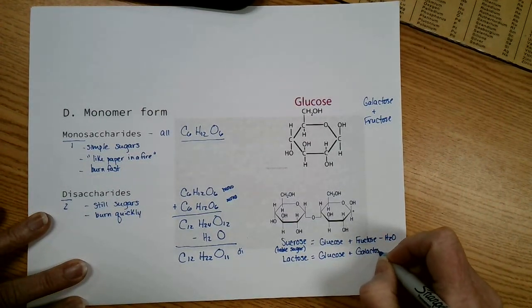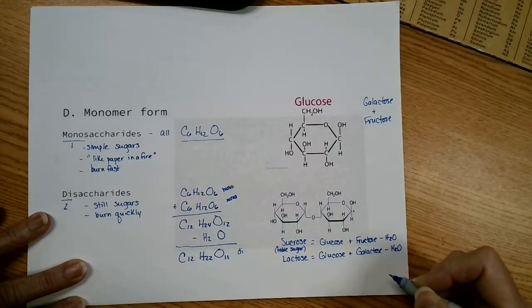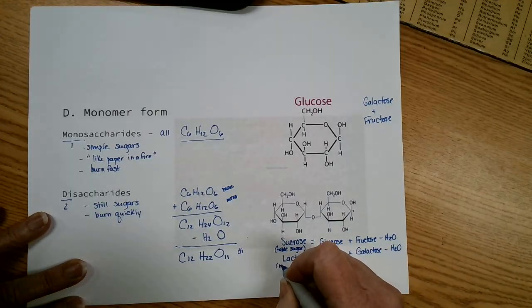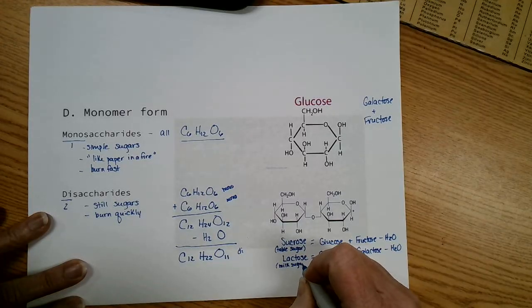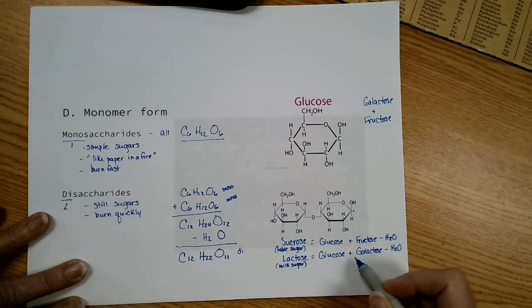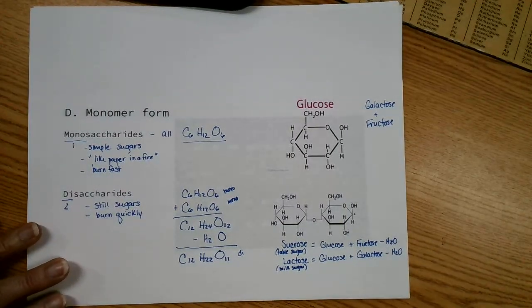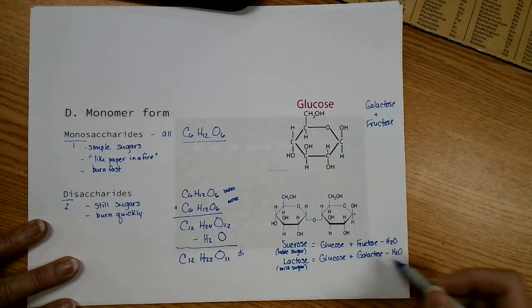Galactose. And again, minus a water, because sucrose, lactose, and the third one I'm going to talk about are all disaccharides. Lactose, that's milk sugar. And when you can't digest lactose, you actually can't break that bond between glucose and galactose. You lack the enzyme for lactose. You can't break that down.